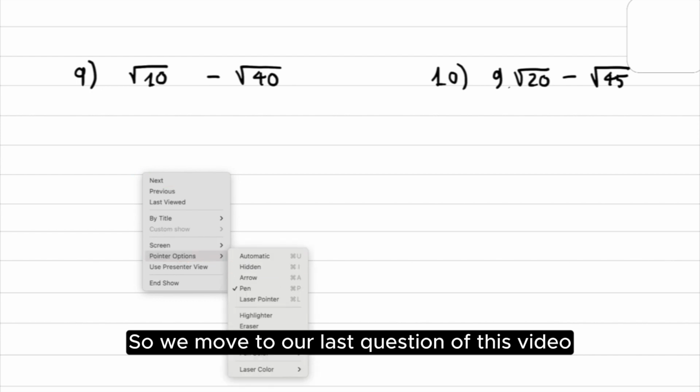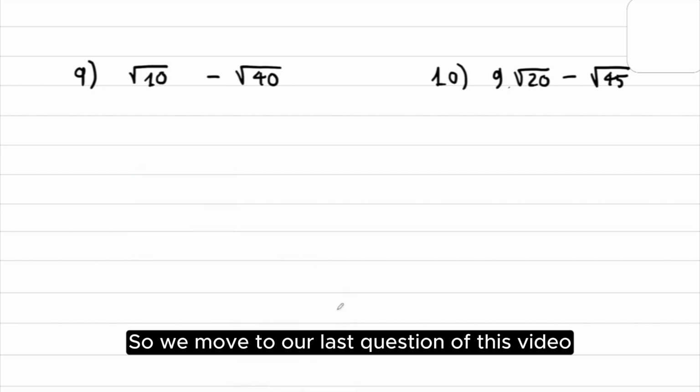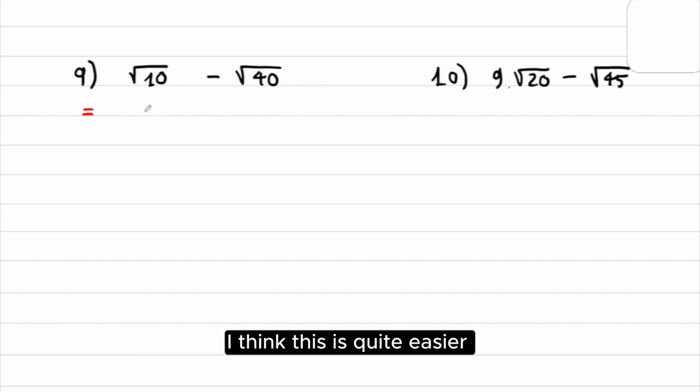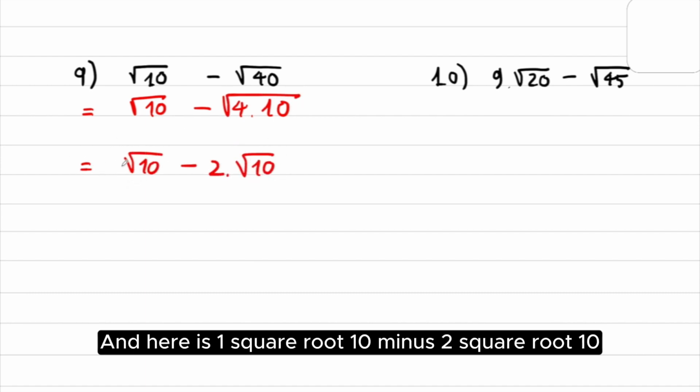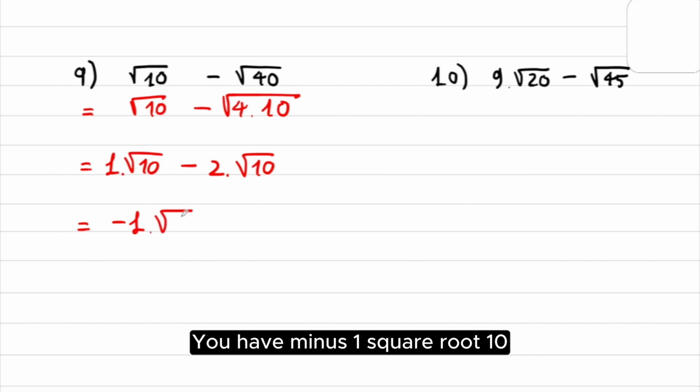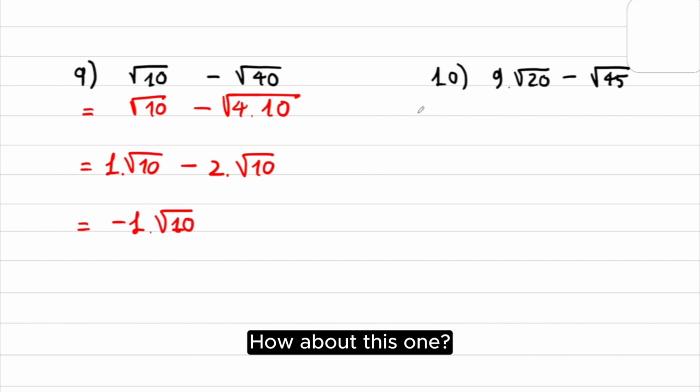So we move to our last question of this video. You got square root 10 minus square root 40. I think this is quite easier. 4 times 10. 4 times 10 means 2 times square root 10. And here is 1 square root 10 minus 2 square root 10. You have minus 1 square root 10. That is question 9. How about this one?